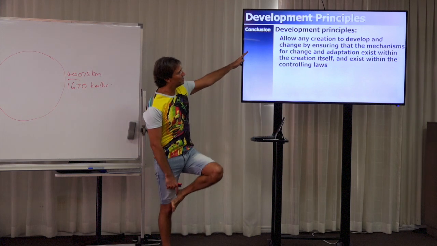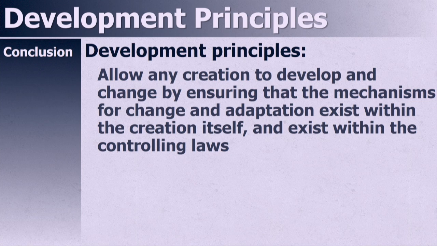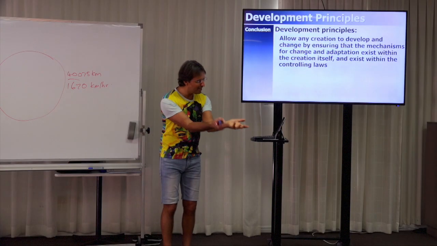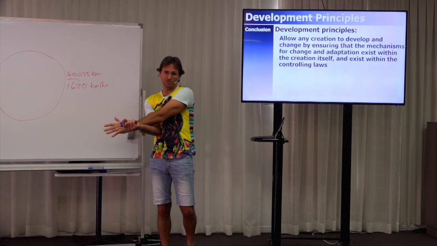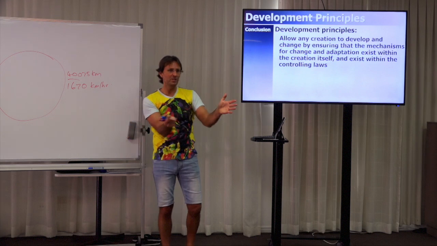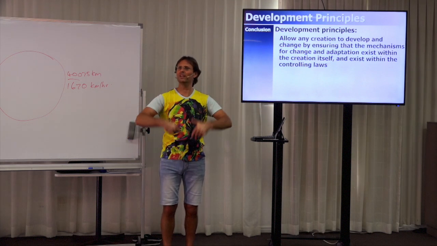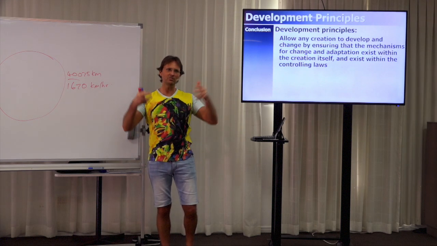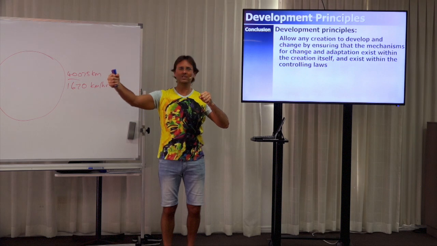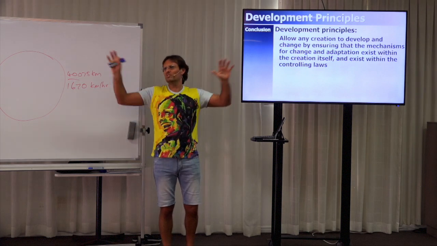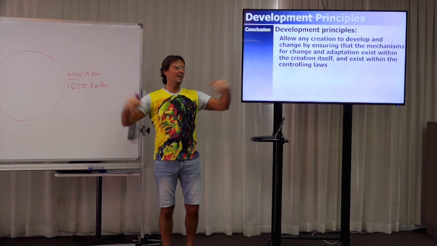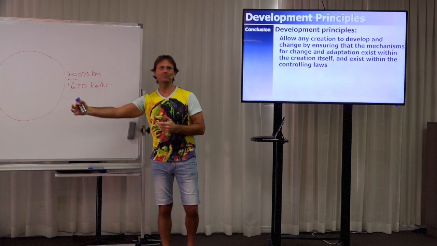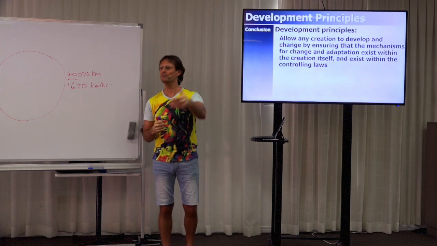It allows any creation to develop and change by ensuring that the mechanisms for change and adaptation exist within the creation itself and also exist in the creation's environment. So inbuilt inside of your body are the mechanisms to allow for evolution. Inbuilt outside of your body are the mechanisms that allow your body to engage the principles of evolution and change. So there's an interaction between external laws and internal laws. You could call them rule sets, which are just groups of laws that govern how your body functions and how the external law functions, and the interplay between those two things allows for your development.